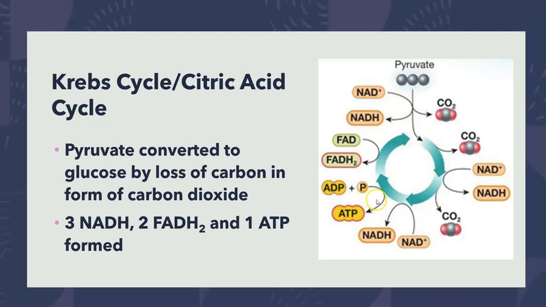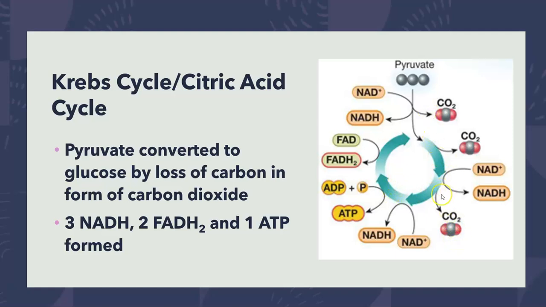As we go through this cycle, we're going to lose one carbon in the form of carbon dioxide, a second one as another carbon dioxide molecule, and a third one as a third carbon dioxide. So by this point in time, there's really nothing left of our original glucose molecule. All of the carbons that form the backbone of the glucose have been shed and given off as that carbon dioxide gas.